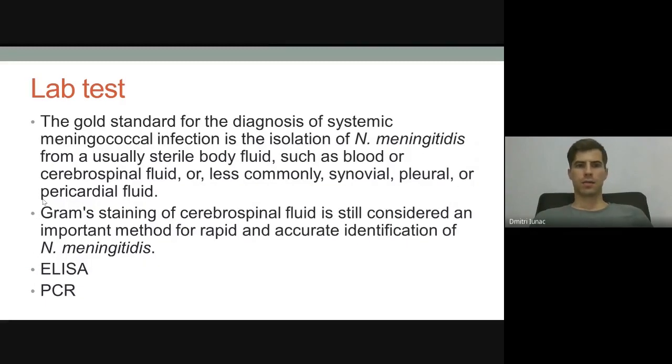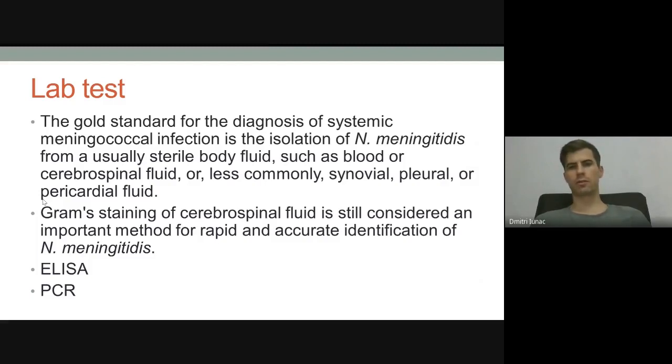About the lab test, the gold standard is isolation of bacteria. So usually we take either blood or cerebrospinal fluid from the patient, and we take it for culture. Sometimes we can take other fluids depending on symptoms, but usually it will be blood or cerebrospinal fluid. And we make gram staining of cerebrospinal fluid.